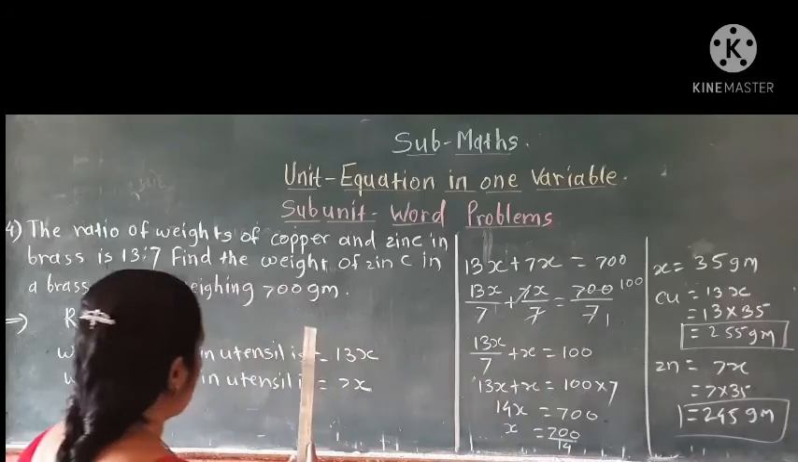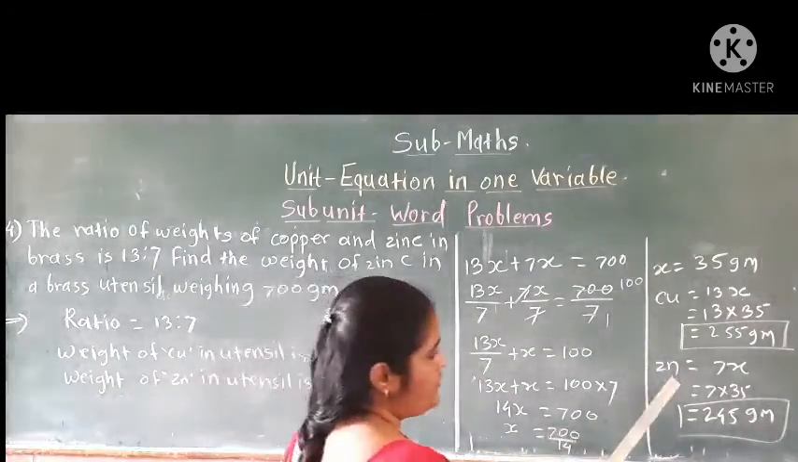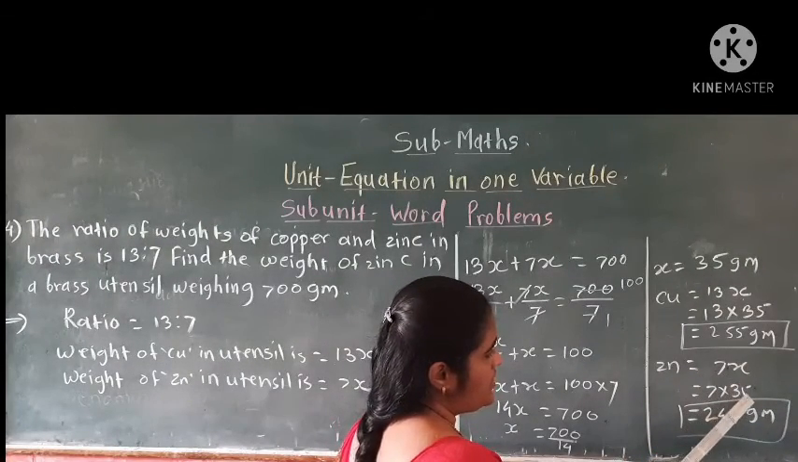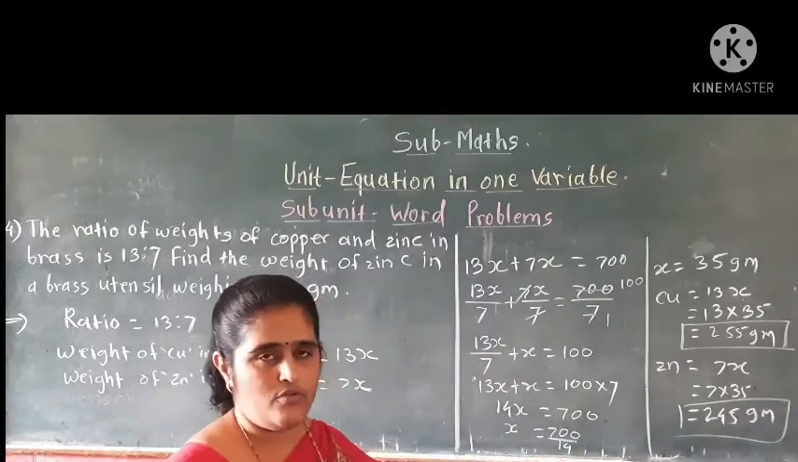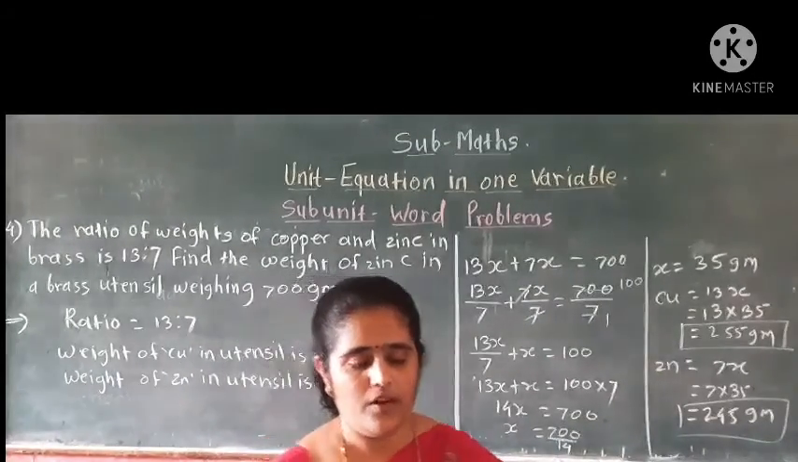Then we calculate the weight of zinc in the given utensil. For the weight of zinc we consider 7x. So 7 into the value of x, which is 35, and our final answer is 245 grams. Okay. Hope you understand this example.